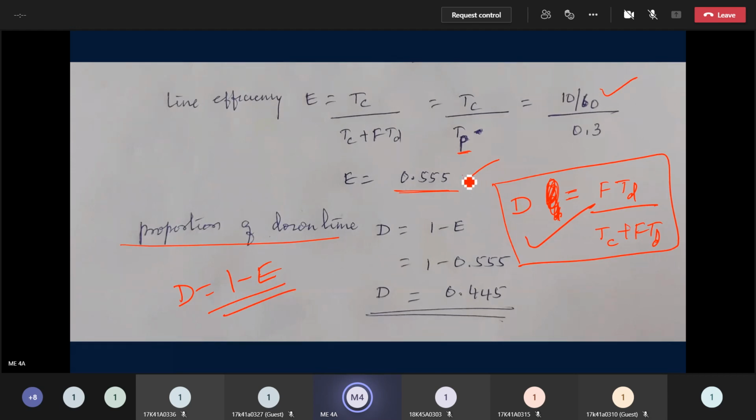E, line efficiency 0.555 means 55.5%. The line is up. Line is up means line is working. Proportion of downtime means how much time the line is idle without working. That means 1 minus 0.555. So that is downtime 0.445. Is that clear? Yes, sir. Yeah.